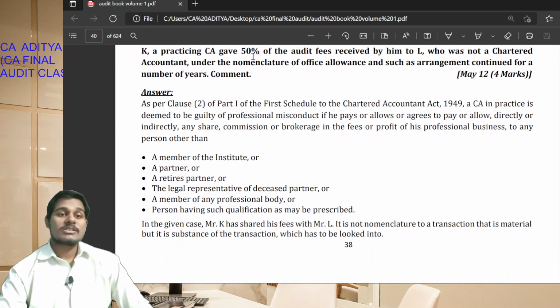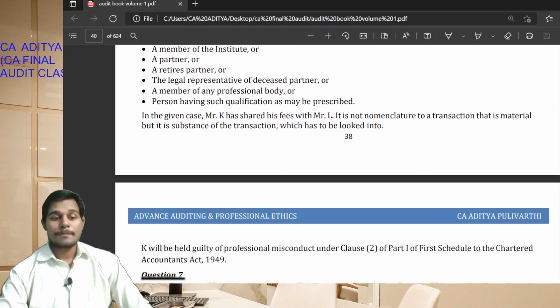K, a practicing chartered accountant, gives 50% of the audit fees received by him to L, who was not a chartered accountant, under the nomenclature of office allowances, and such an agreement continued for a number of years. See students, L is other than a chartered accountant and not a partner, retired partner, or person having a prescribed qualification, or a member of a prescribed professional body. So in the present case, Mr. K will be guilty of professional misconduct.